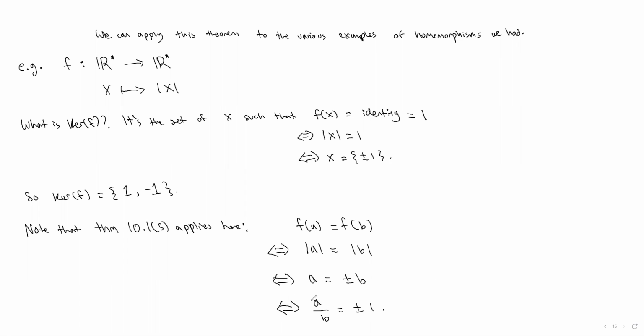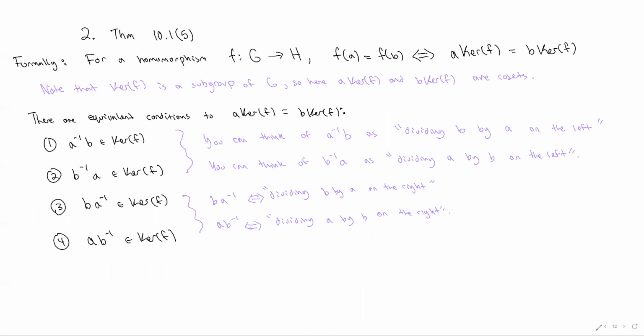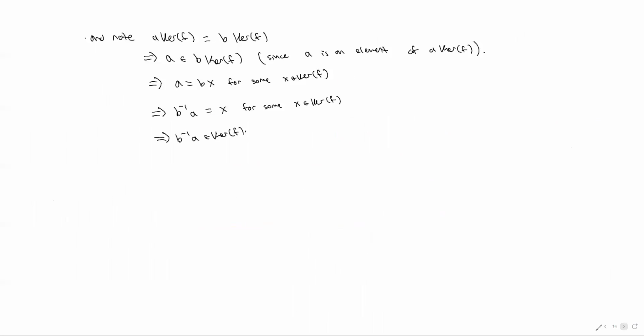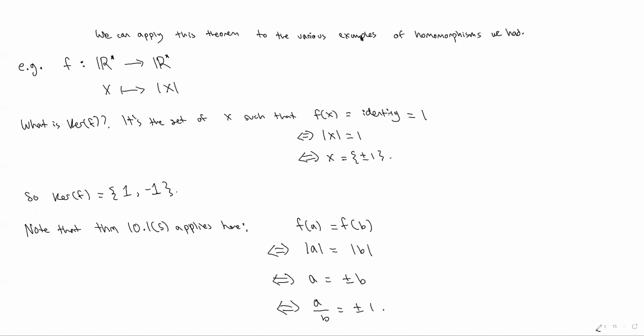Actually, remember the conditions are you can divide by a on the left or a on the right or b on the left or b on the right, and they should all be in the kernel of f. Those are all equivalent to the cosets a kernel of f and b kernel of f being equal. But since it's an abelian group, division is just division. There's no divide on the right or divide on the left. So it's just a over b.